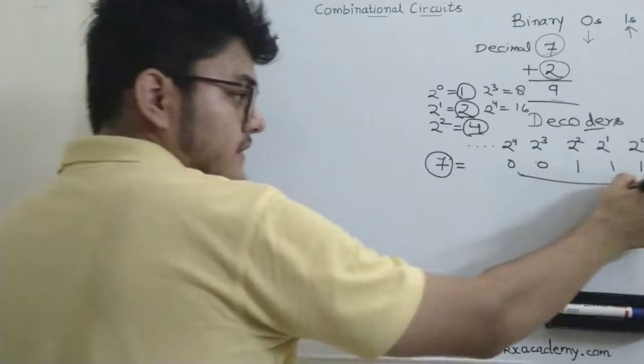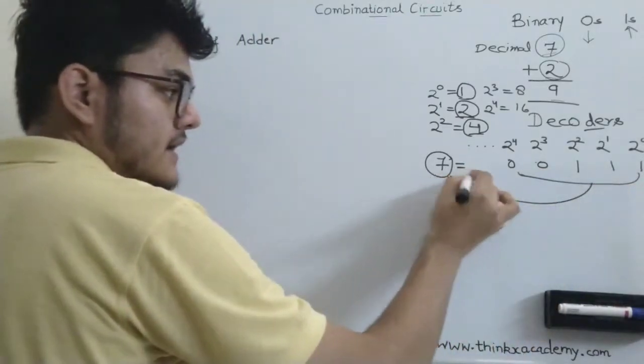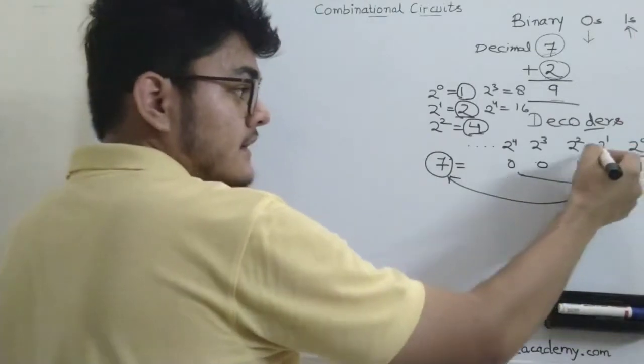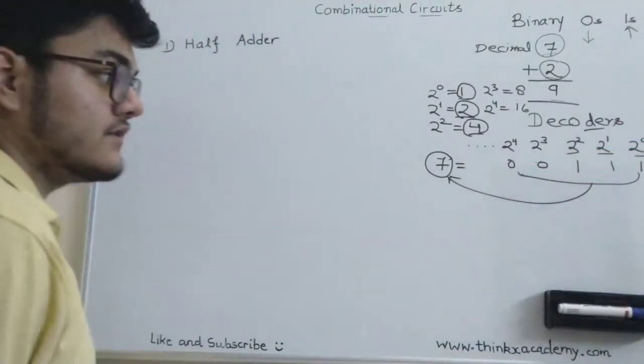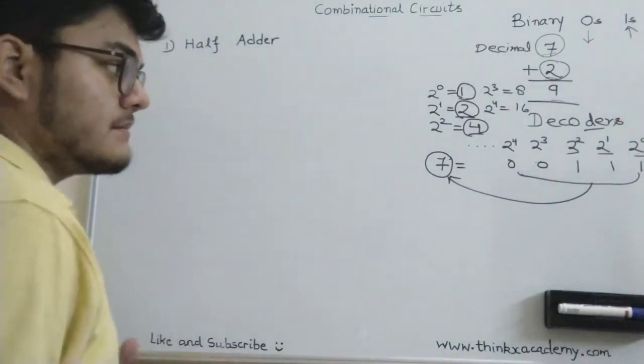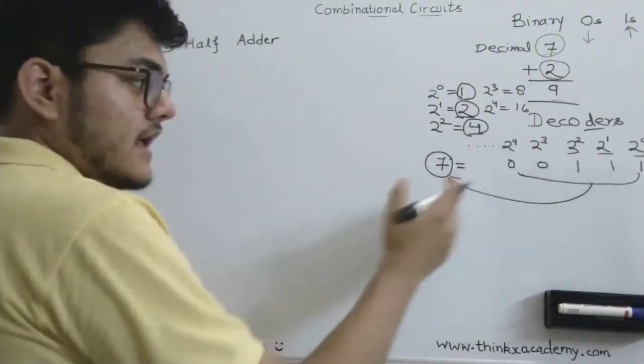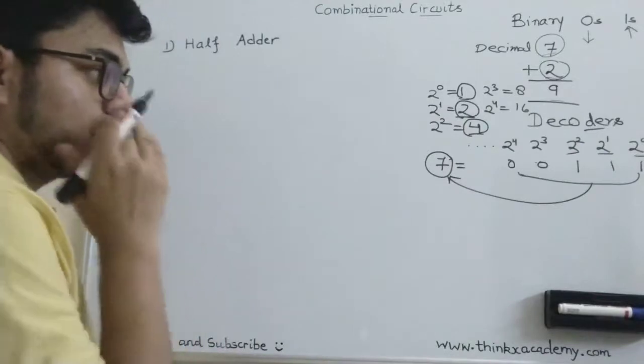So if you want to convert it into this format again, what you will simply have to do is just add these respective positions. So it's a very simple task to do. In this manner, we can convert any number to a binary format.